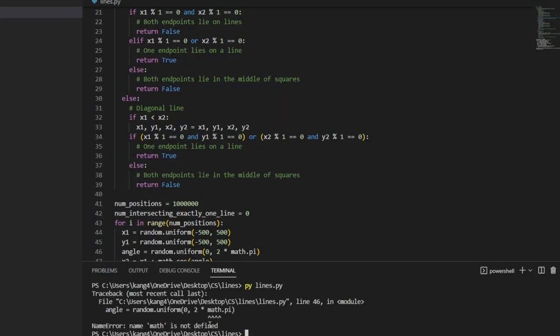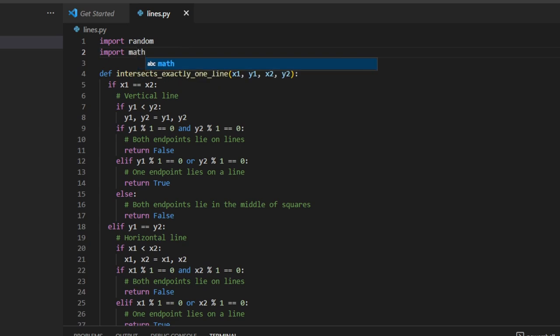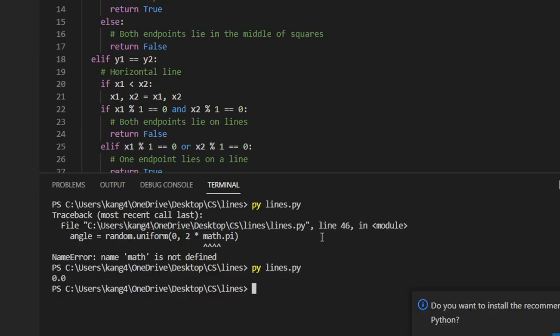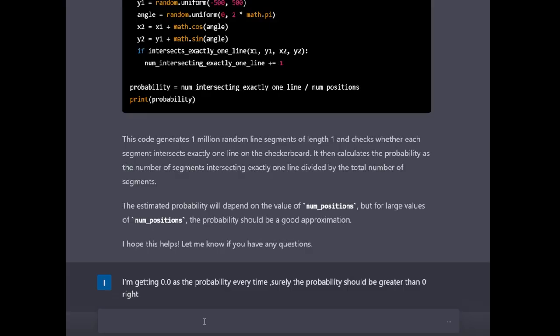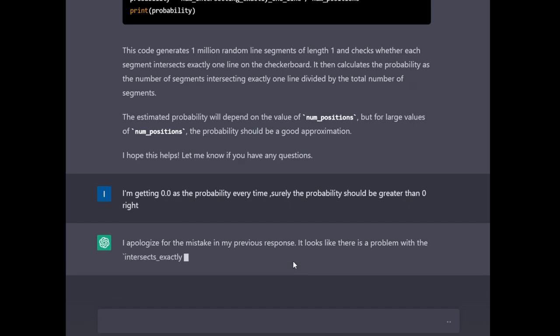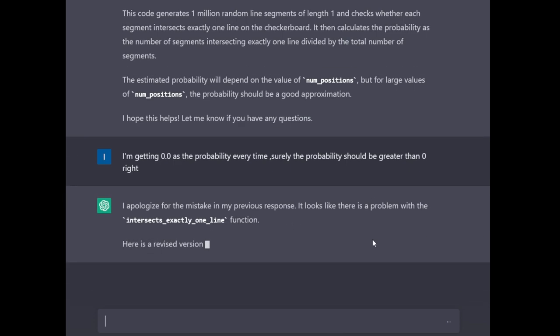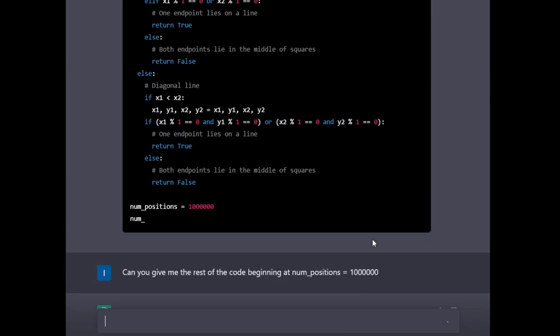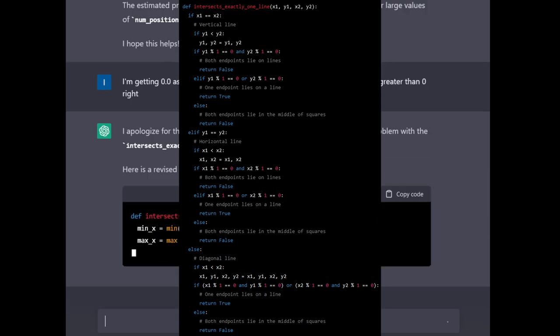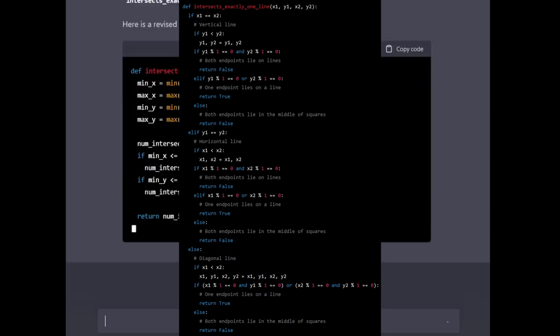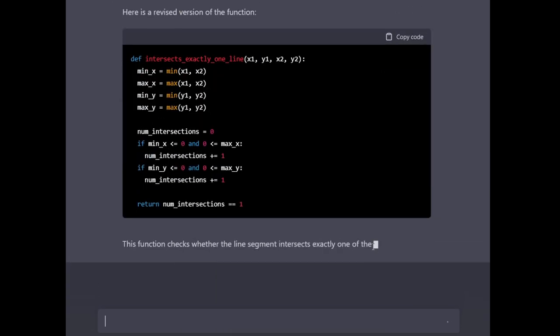Looks like it forgot to import a module, let's just quickly fix that. And run the code now, and I get 0. So I asked it to fix the code, and the intersects exactly one line method was broken, which is understandable. The method it came up with previously is probably the worst code I've ever seen in my entire life. This new one is much more concise and readable.